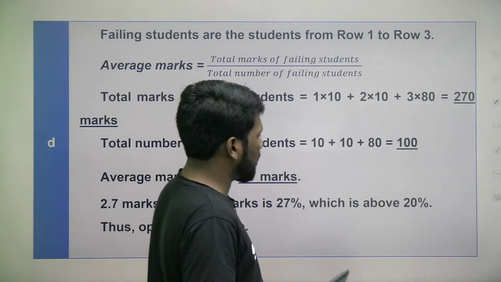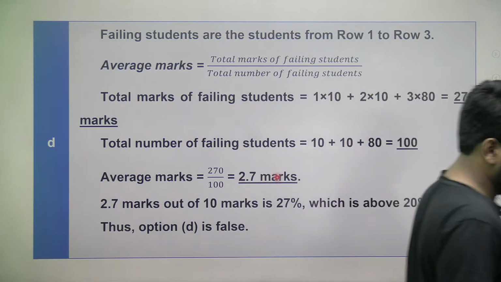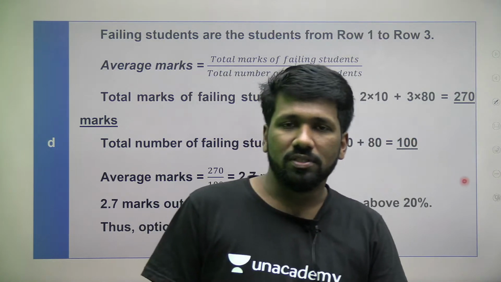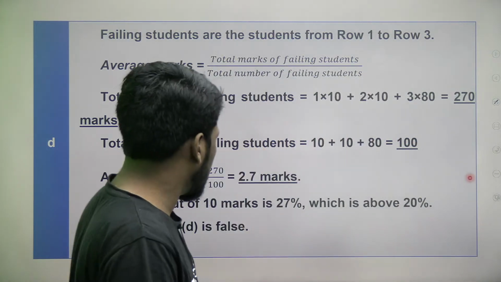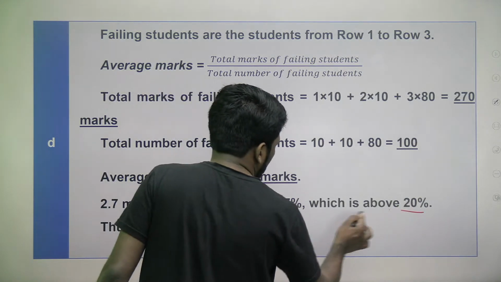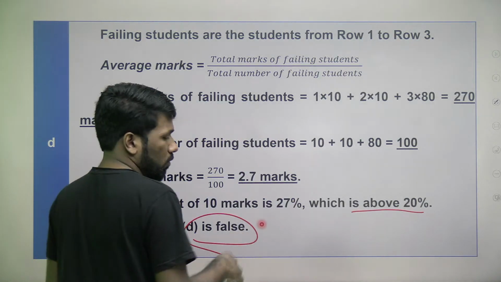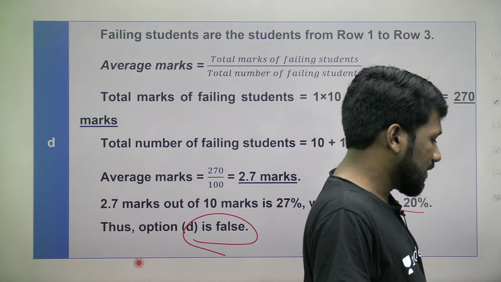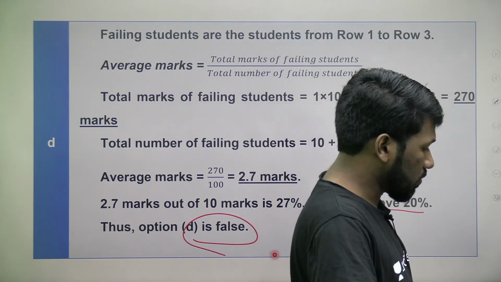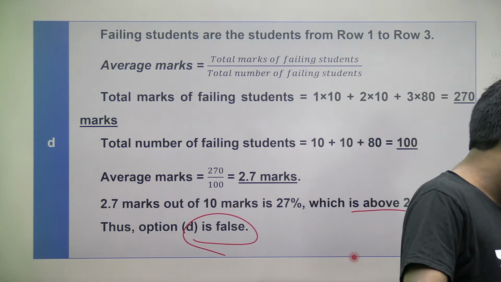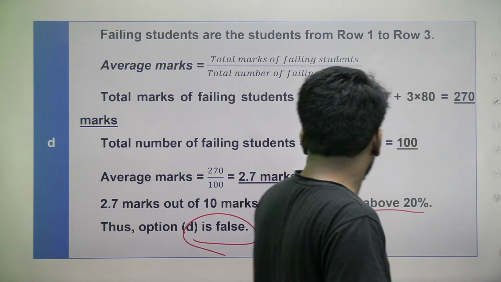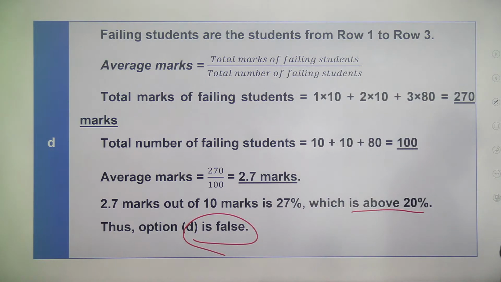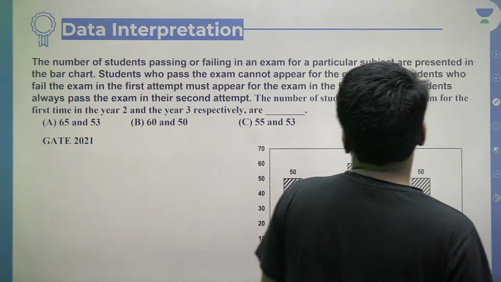The question is saying it is below 20 percent. 2.7 out of 10 is 27 percent. 27 is not below 20, it is above 20. That is why option D is a false statement. A false statement is what you need, so option D is the answer. Is this clear? All of you please respond. Thank you, Alok. So option D is the correct answer. Very good question, a little time consuming, but good.